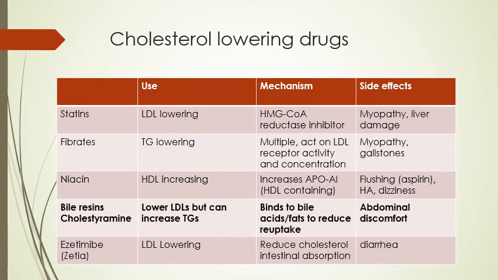The next class are the bile resins, and these tend to lower LDLs, but there's also a risk for a slight increasing of triglycerides. The way that they work is they tend to bind to bile acids and reduce the reuptake of them. So for those of us that are old enough to remember the Olestra chips that Lay's put out, this is similar to what it is. It used to bind up the fat so you wouldn't get them into the enterocytes, that wouldn't be taken up.